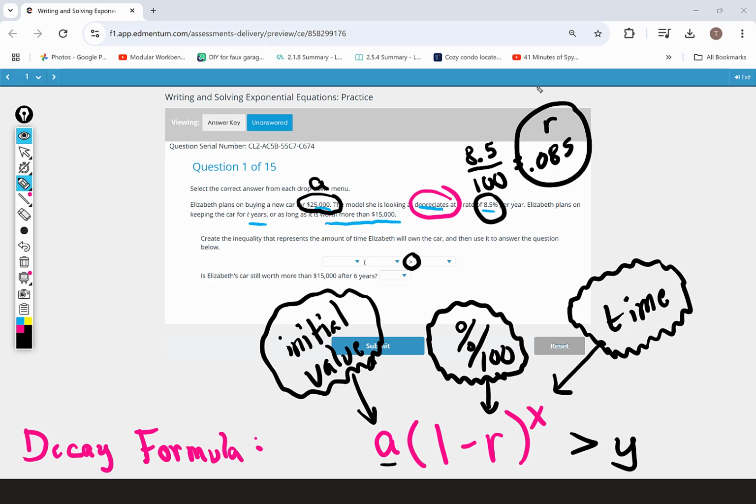And then finally time. So where do they talk about time? The only place I can see is here where they use years. They don't give us a specific number for time. They just give us another variable. Okay, and then they say, well, keeping it for 2 years as long as it's worth more than 15,000. So think about that for a second, where that 15,000 is going to go. But next, we're going to take those numbers and insert them in for A, R, and X.